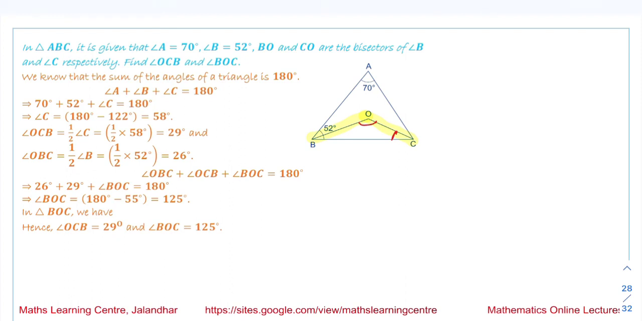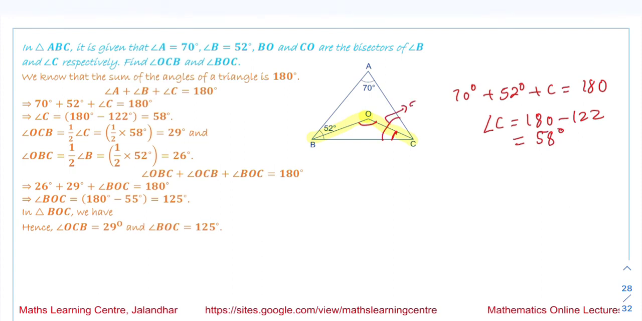So if we are talking about the triangle ABC, the sum of the angles is 180 degrees. So we get 70 degrees plus 52 degrees plus C is equal to 180. So the value of angle C you will get is 180 minus 122, that is equal to 58 degrees.